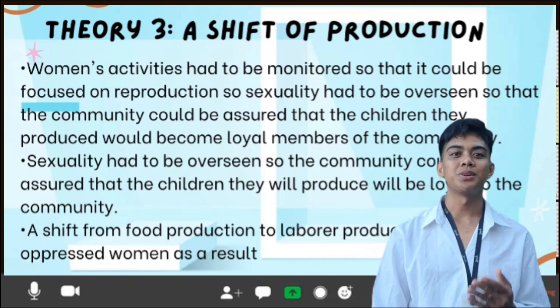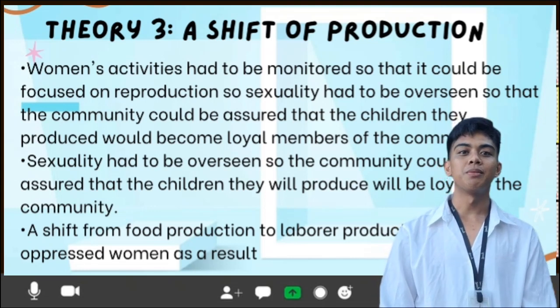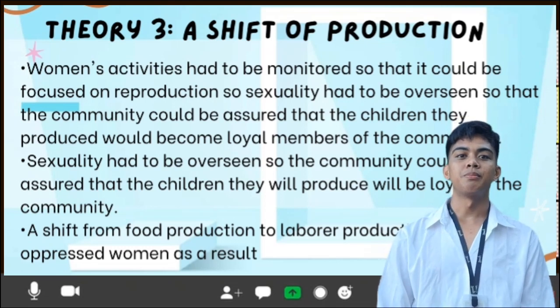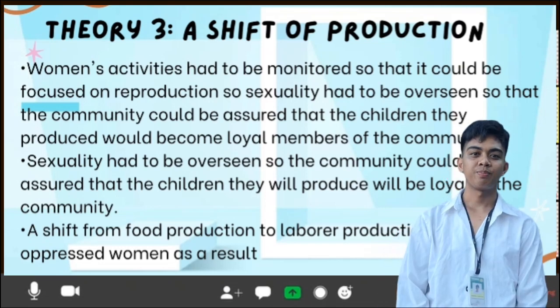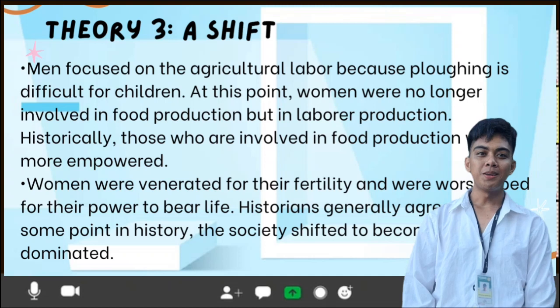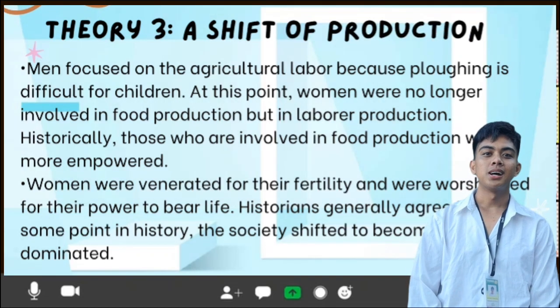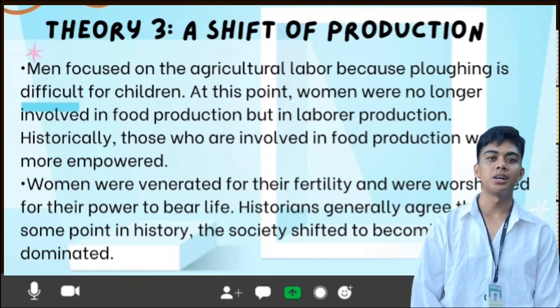In this theory, the suppression of the value of women and their awareness of their own value are evident, so that they would continue to accept their role as receptive ground for the seed of men, on which the next generation of workers is to be grown. Men focus on the agricultural labor because ploughing is difficult for children. At this point, women were no longer involved in food production, but in laborer production.